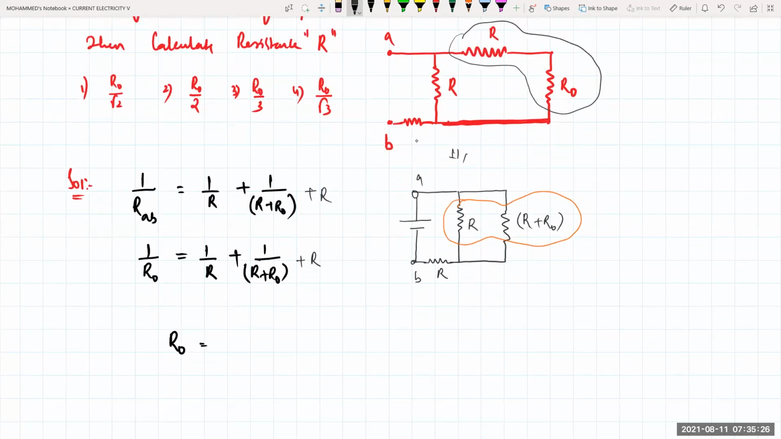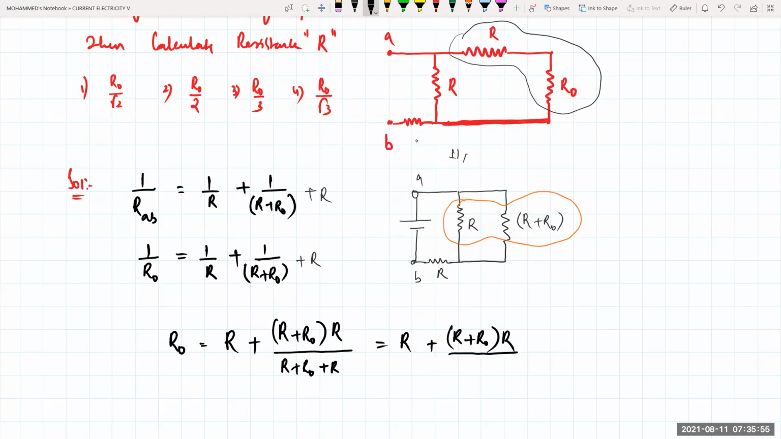These two will be in parallel, and that will be in series with this R. Clear? Yes, sir. R naught will be equal to capital R plus, since these two are in parallel, I can write this as R plus R naught into R divided by R plus R naught plus R. And this will become R plus R naught into capital R divided by 2R plus R naught. Can I write like that?